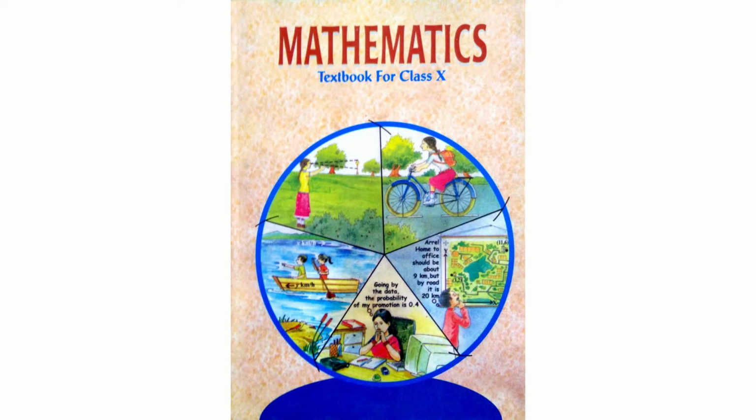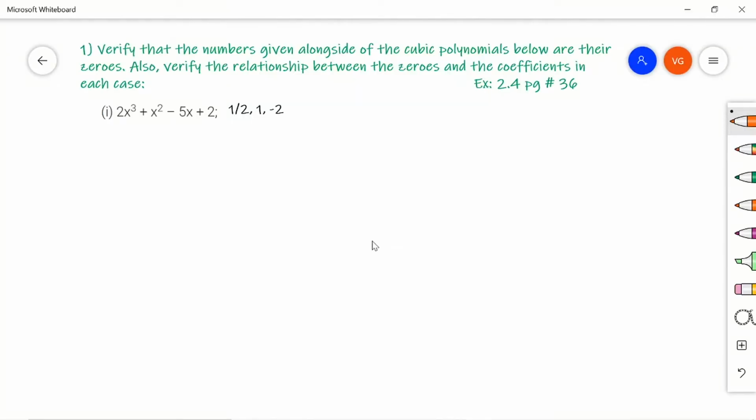I am going to solve CBSE NCERT textbook for class 10 with a detailed explanation for all the chapters. This is the first problem from exercise 2.4, page number 36. Problem goes like this. Verify that the numbers given alongside of the cubic polynomials below are their zeros. Also, verify the relationship between zeros and the coefficients in each case.